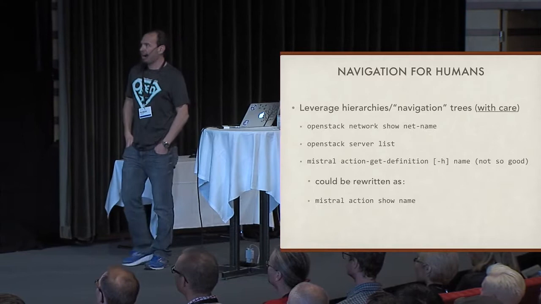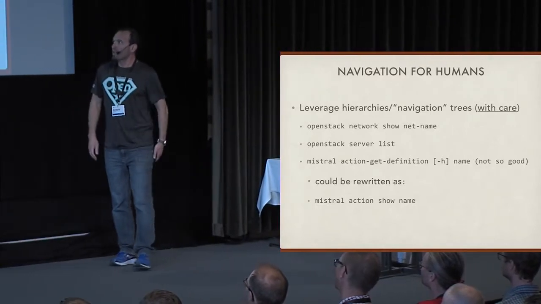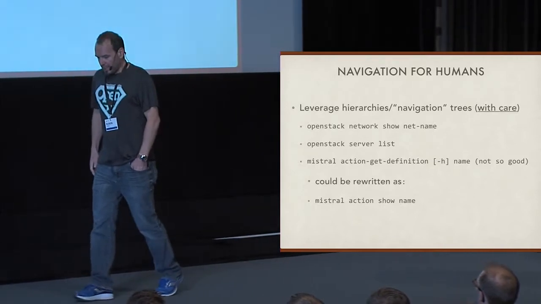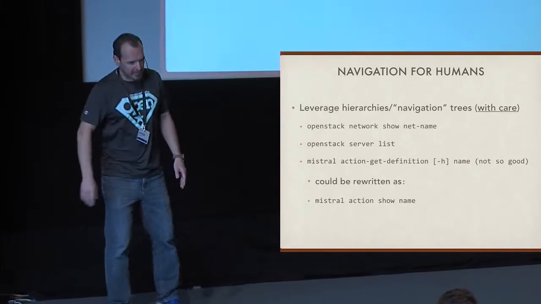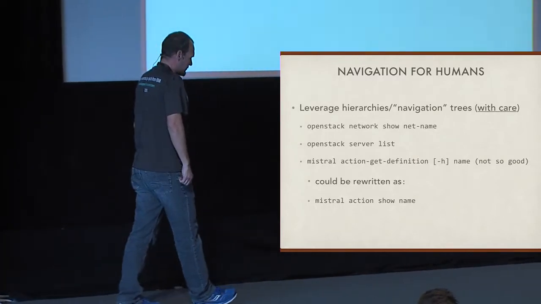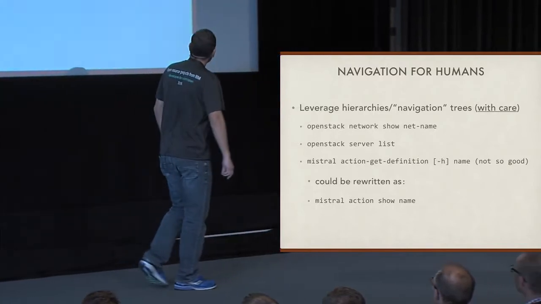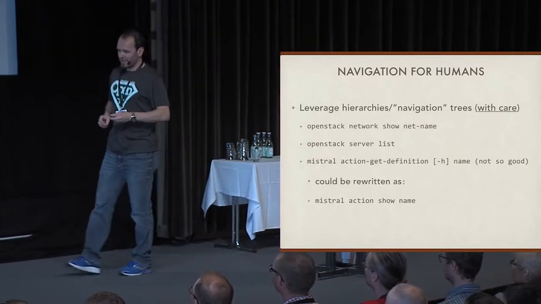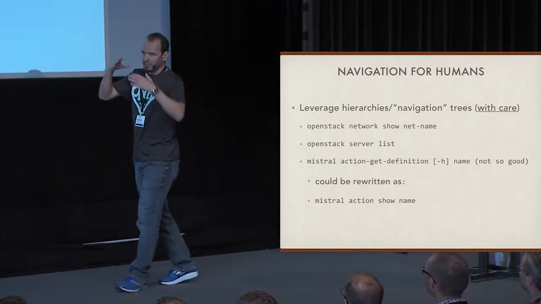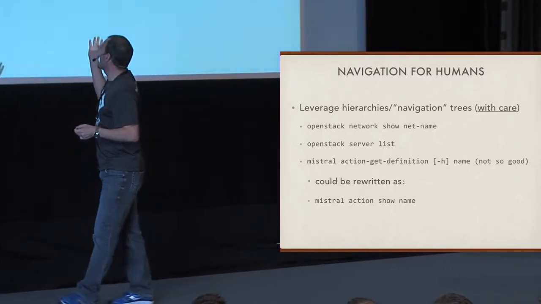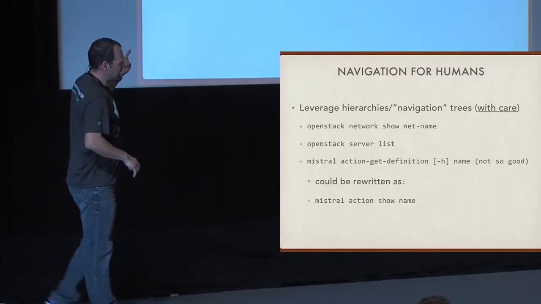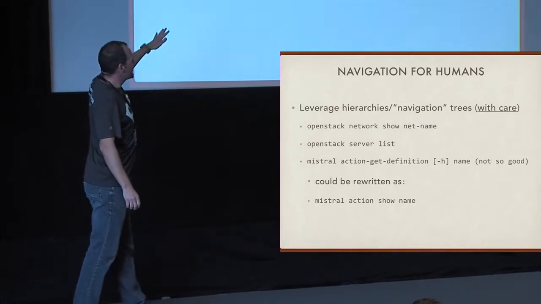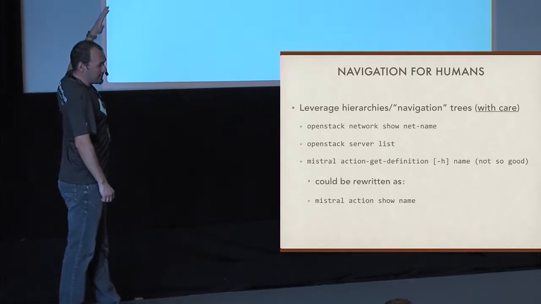Another pattern: leverage hierarchies or pseudo hierarchies, if you want to call it, or navigation trees. Instead of a very common pattern that I've seen throughout my years, where you chain commands into big, long commands, and that ends up being very confusing or unnecessarily confusing for the user, try to parse them into words. In the case of the OpenStack CLI, OpenStack is the root command. Then you have the subcommands, which are network and server. Those are entities, so that would be your first branch. And then you have actions on those: you have show, and then you have list, or any number of actions. This makes it really easy to learn and really easy to use.